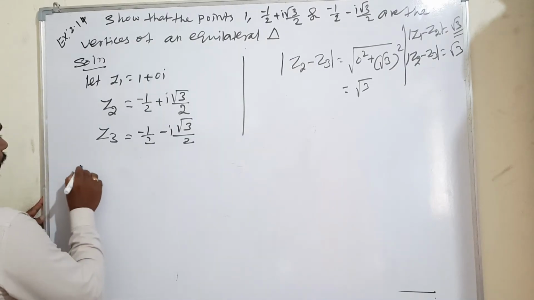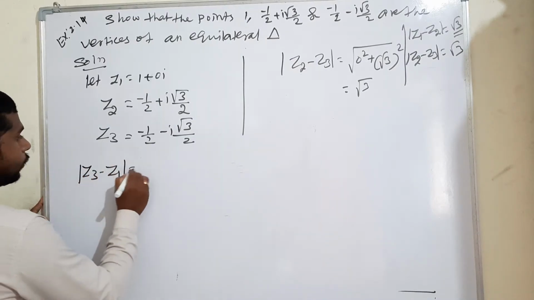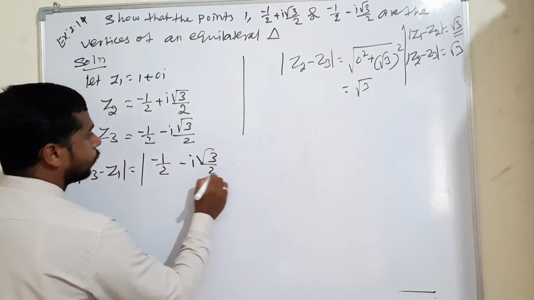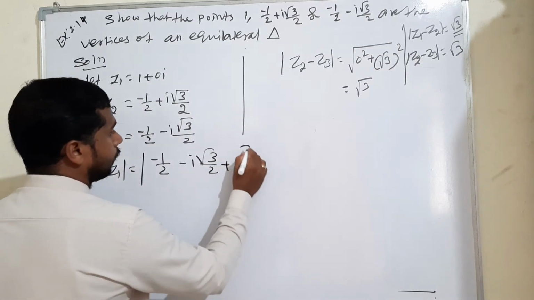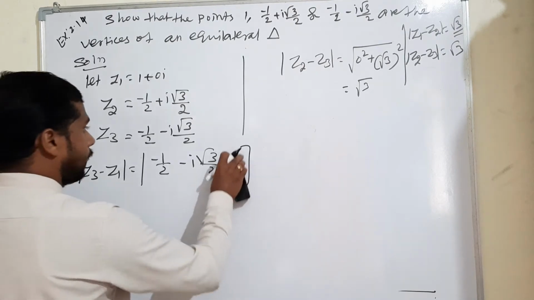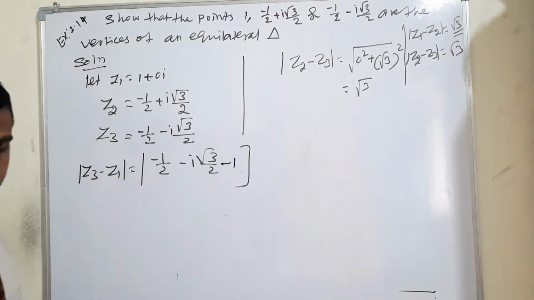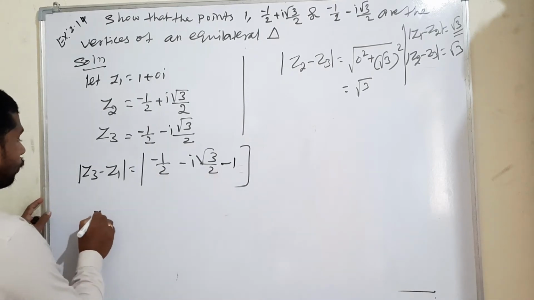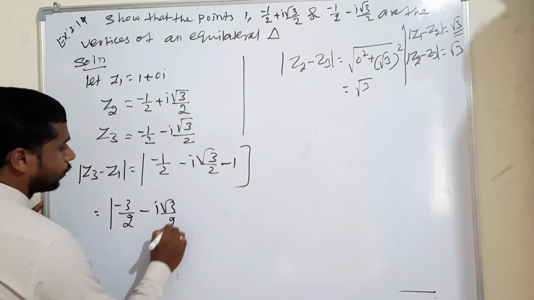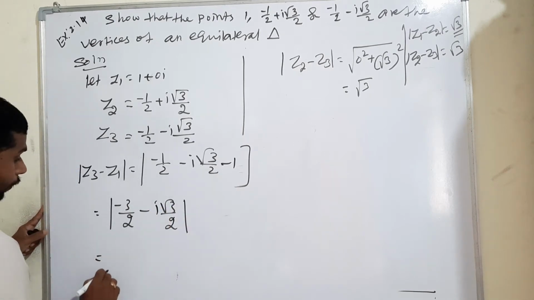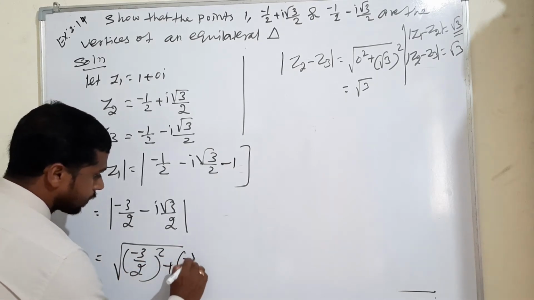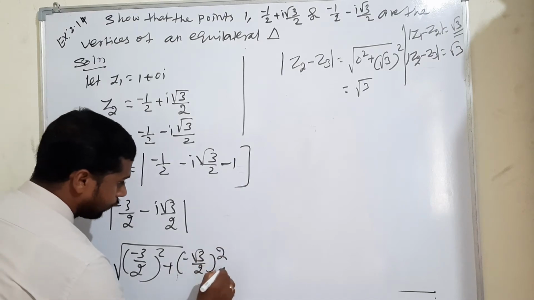So Z3 minus Z1 is equal to Z3 value, minus 1 by 2 minus i root 3 by 2, then minus 1 will come. Sorry, there is actually a minus. So minus 1, just add: minus 1 by 2 minus 1 means minus 3 by 2, then minus i root 3 by 2. Therefore, removing the modulus, square root of minus 3 by 2 the whole square plus minus root 3 by 2 the whole square.